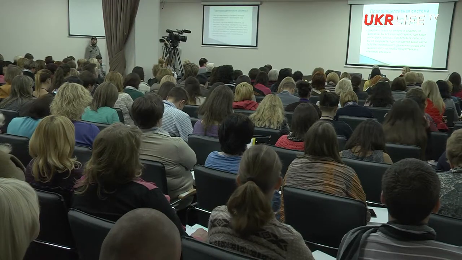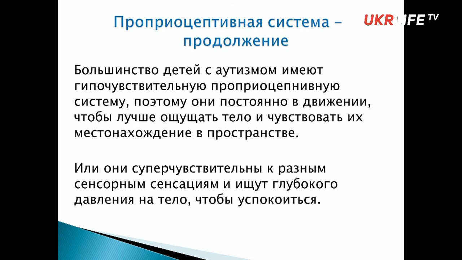Imagine not knowing where your body is without your muscles and joints constantly moving or pushing against something to give you that feedback. Представьте, что если вы не могли бы сейчас ощущать своё тело, разве что только если бы вы начали двигаться и получать вот эту ответную реакцию от поверхностей, которые вы трогаете. Next slide. Many children with autism have under-responsive proprioceptive systems. Большинство детей с аутизмом, их проприоцептивная система является гипочувствительной, то есть малочувствительной.